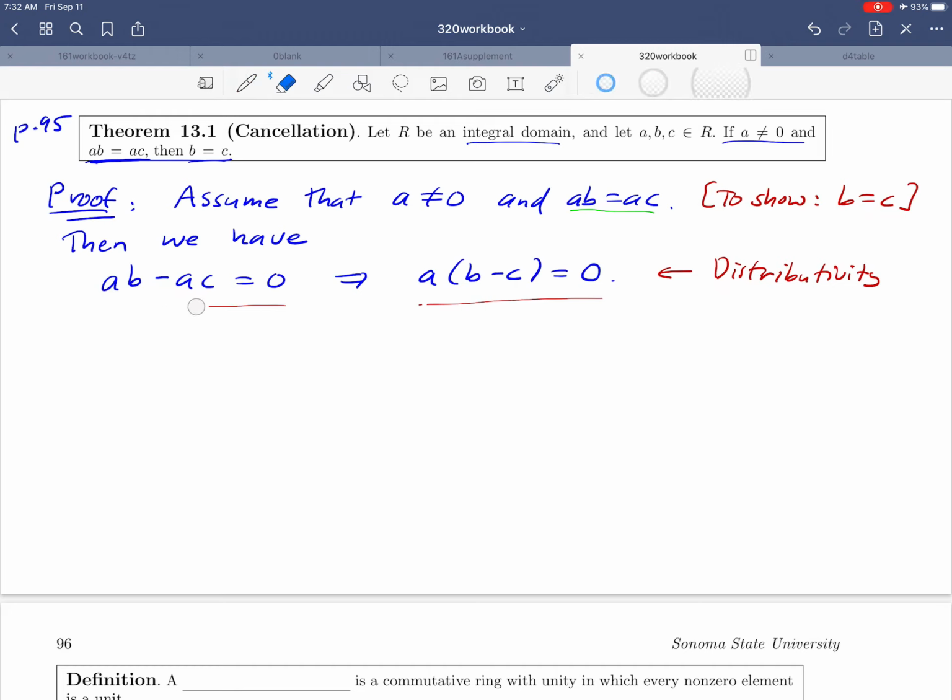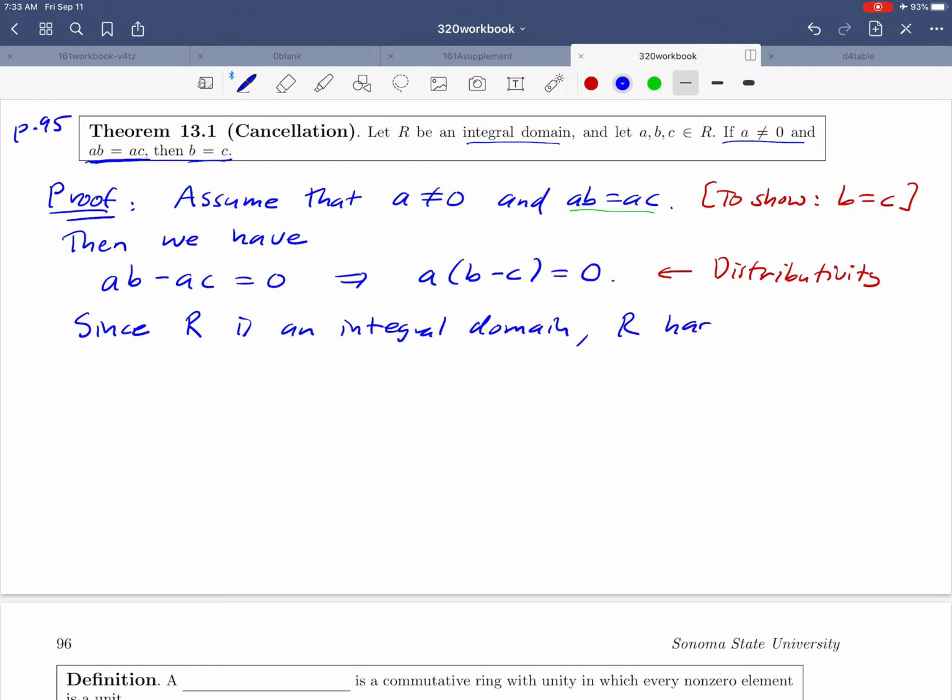Okay, so let's clear a little clutter away here. Okay, and now, turns out that what we've got in front of us is exactly what we need to get to where we want to go here. So here is where we first use the fact that R is an integral domain. Since R is an integral domain, R has no zero divisors.